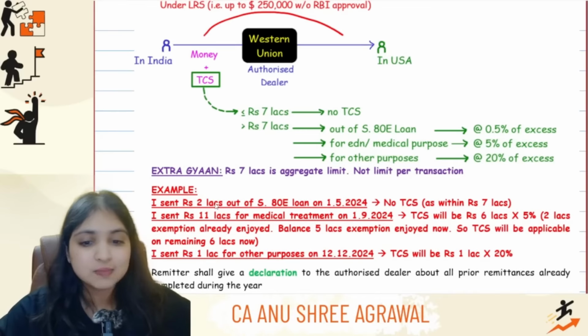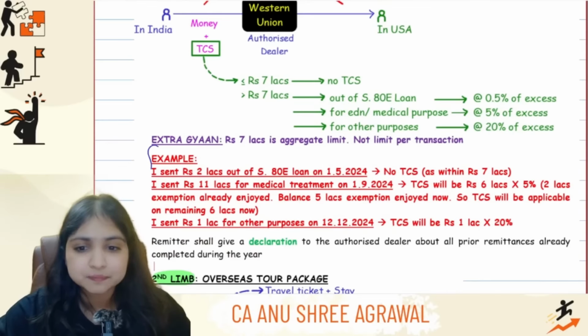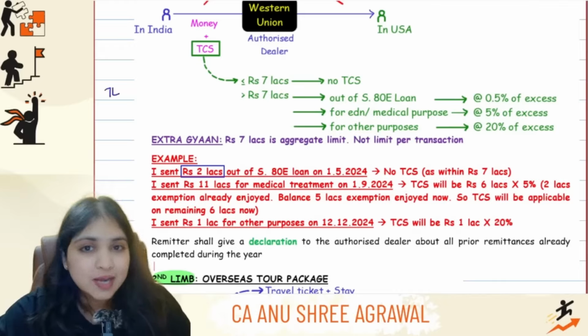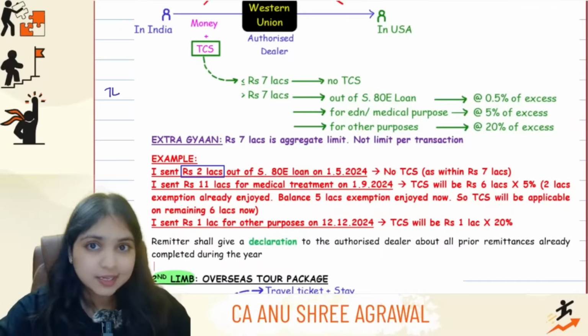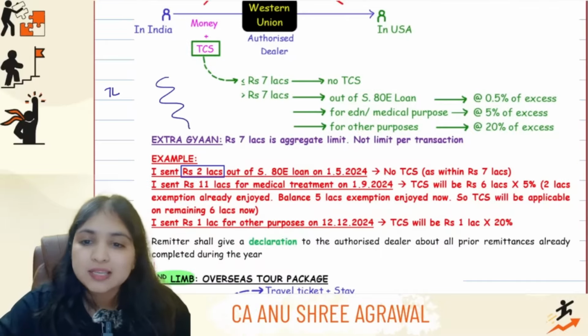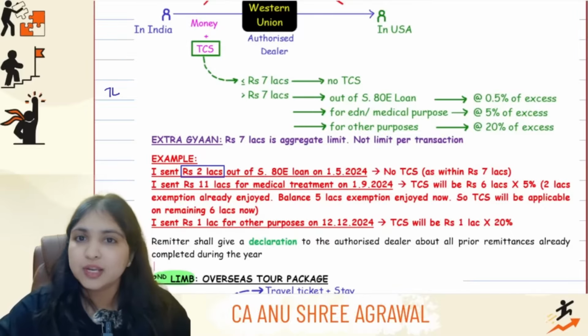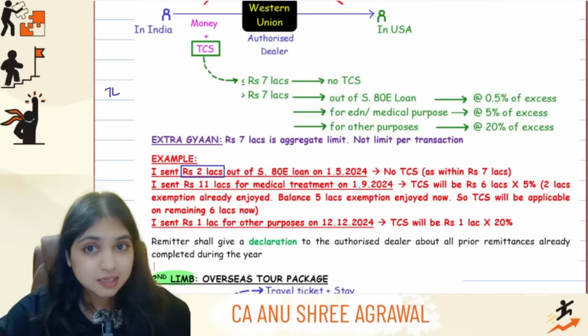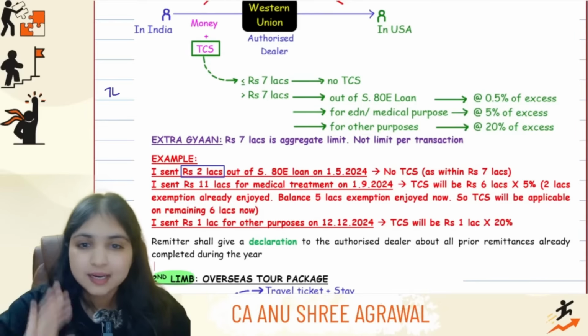Okay, let me give you one small numerical example to help you understand. Look at this example. Let us say I did totally 3 transactions during the year. My first transaction was I made an overseas remittance of 2 lakh rupees out of section 80E loan. 7 lakhs exemption I have. 2 lakhs is within 7 lakhs, guys. So therefore on this transaction there will be no TCS. So total 7 lakh exemption I have, and mind you, this 7 lakh is per annum exemption. It's an aggregate exemption per annum, which means all the transactions during the year put together, total exemption I can get is 7 lakh rupees only. Every year this limit will reset. So per annum limit, aggregate limit 7 lakhs.